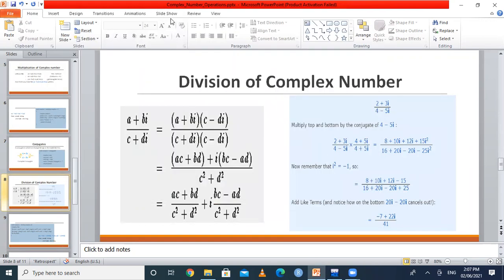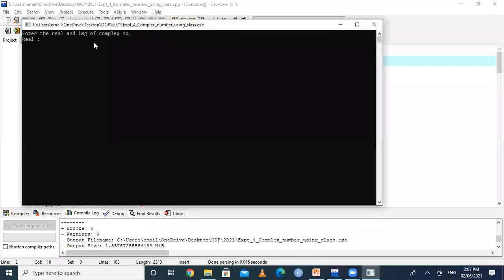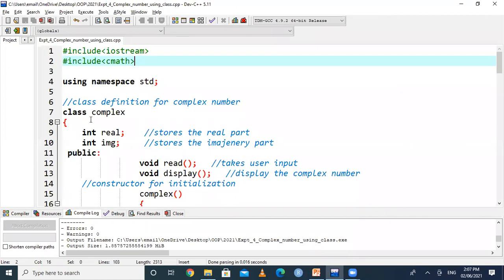Once again, I am running it here. Suppose it is 4 and 5, and 1 and 3. Then you get an output here like 1 plus, meaning the real part is present. Here the output is 0, meaning it is 0 point something, so that equates to 0, and it shows an output of 0 plus 0 in the case of division. So in this way, you can go for this program. If you have any doubt in this, you can tell me.